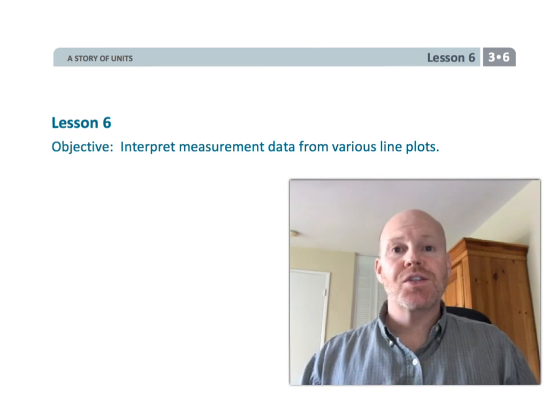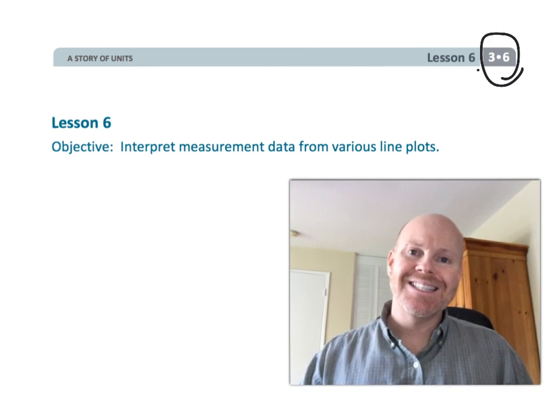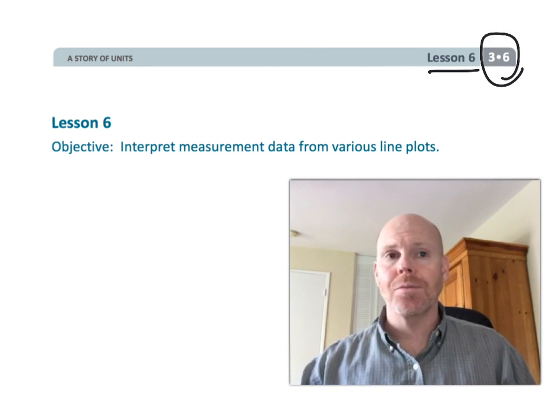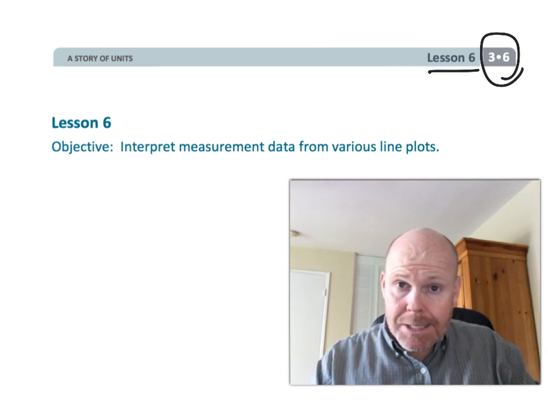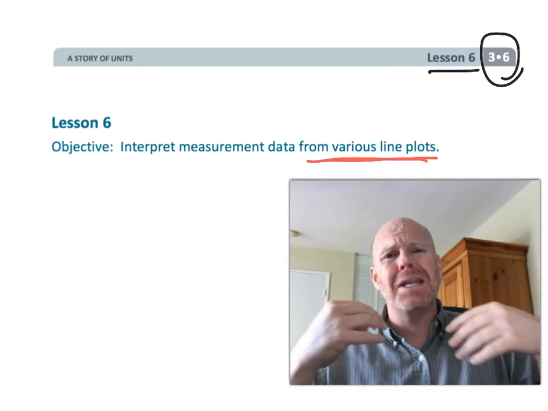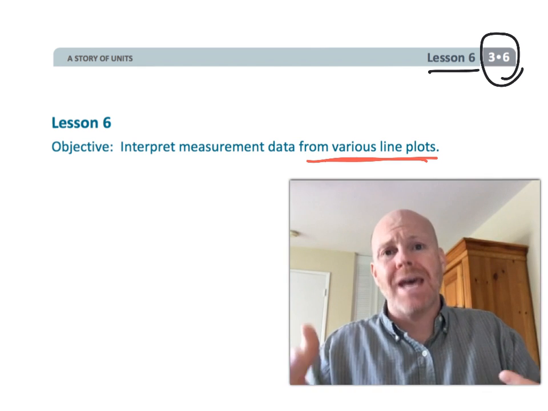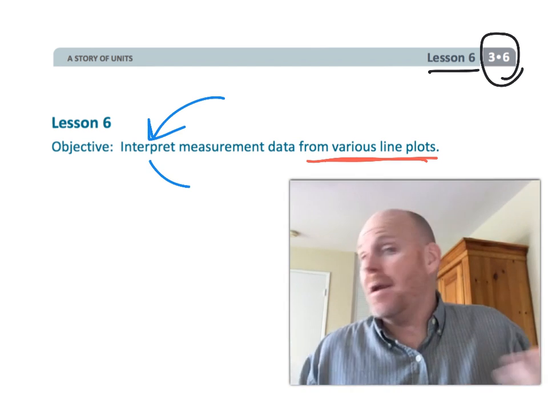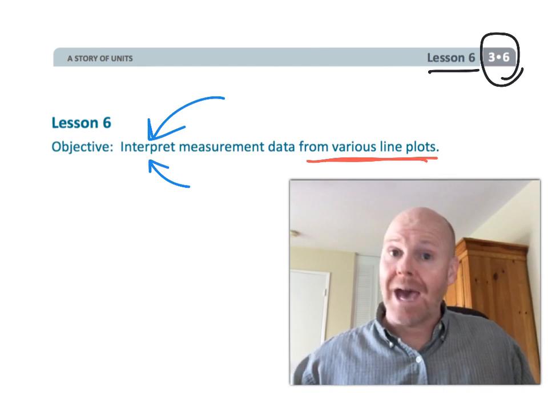All right, this is third grade, Module 6, Lesson 6, and in this lesson, students are going to be given various line plots, and then they're going to have to learn how to read that line plot, understand what kind of information that line plot is telling them, and then answer some questions based on that line plot.